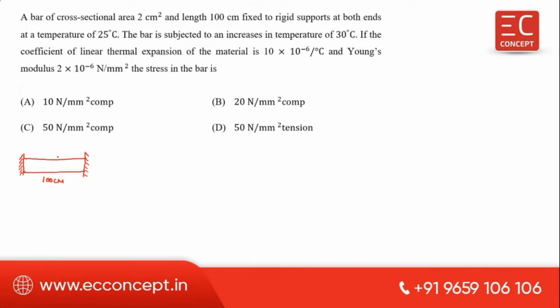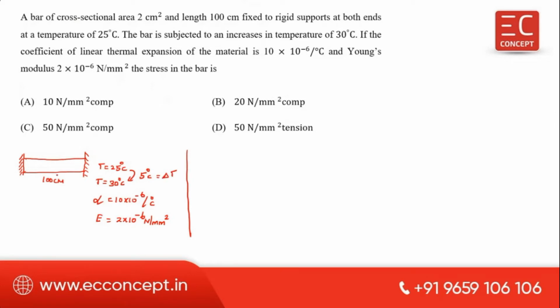Fixed at the rigid support at both ends, for a temperature rise of 25 degrees Celsius. The bar is subjected to an increase in temperature of 30 degrees. Now the bar temperature has been raised 30 degrees Celsius. If the coefficient of linear thermal expansion of the material, that is alpha, is equal to 10 into 10 raised to minus 6 per degree Celsius. The Young's modulus of the material is equal to 2 into 10 raised to minus 6 Newton per millimeter square. So we know that because of this rise in temperature, 5 degrees Celsius is the delta T.